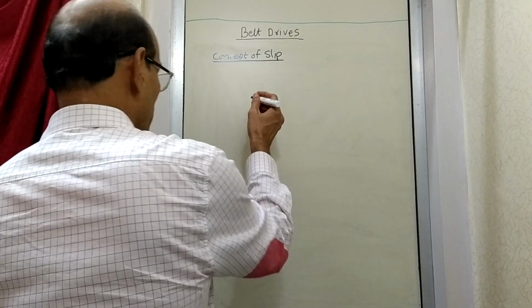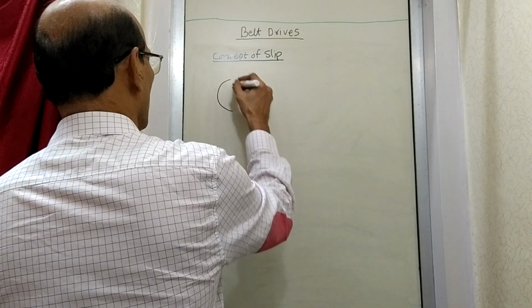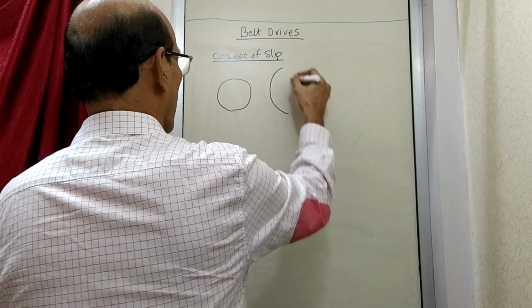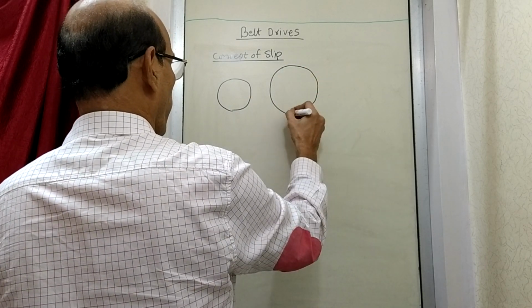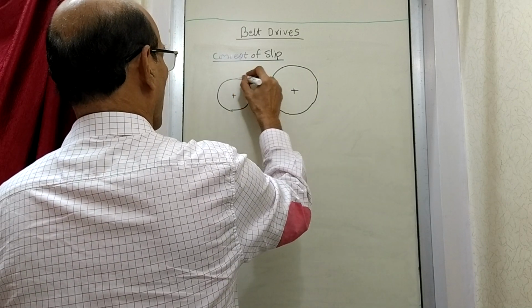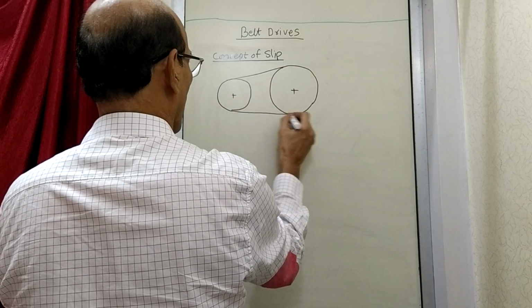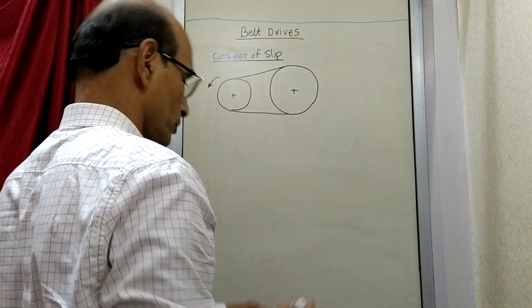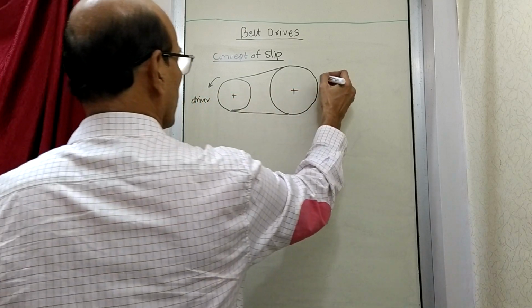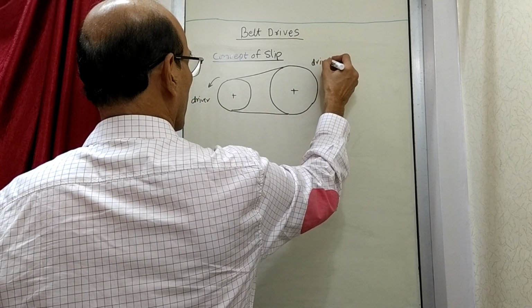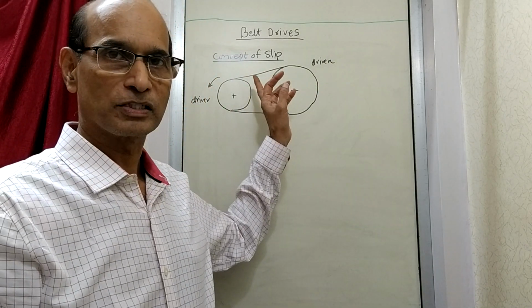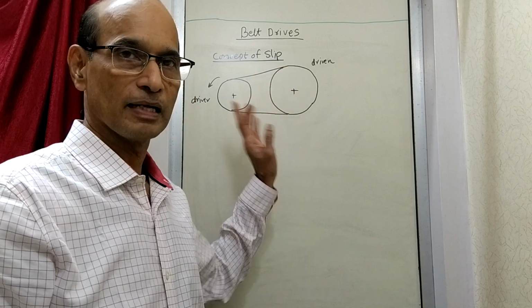In order to understand slip, I will draw one figure again of a belt drive. So this is a belt drive. Let's say this is a driver, and it is driven. Driver pulley, driven pulley, direction of rotation like this, tight side, slack side.